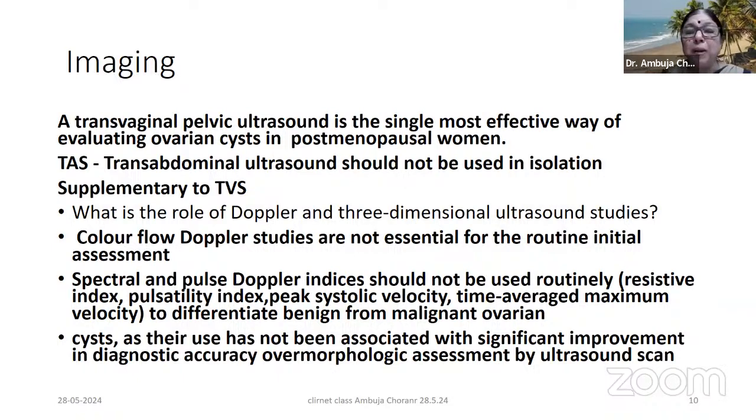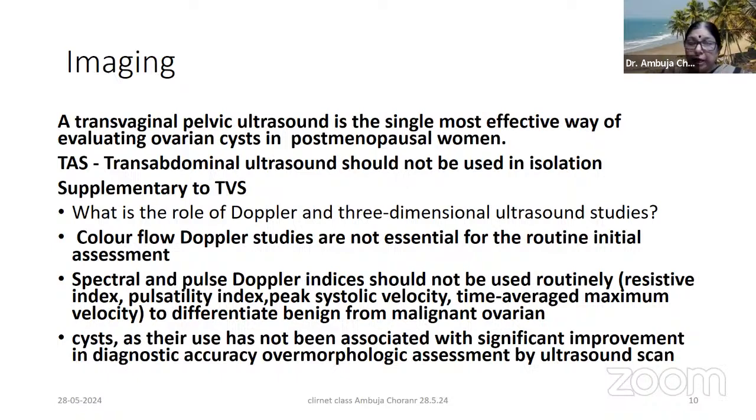What is the role of Doppler and three-dimensional ultrasound? Nowadays, it is a fashion to go for 3D and 4D ultrasounds. But color flow Doppler studies are not essential for the routine initial assessment. Spectral and pulse Doppler indices should not be used routinely to differentiate benign from malignant ovarian cysts, as their use has not been associated with significant improvement in diagnostic accuracy over morphological assessment by ultrasound scan.